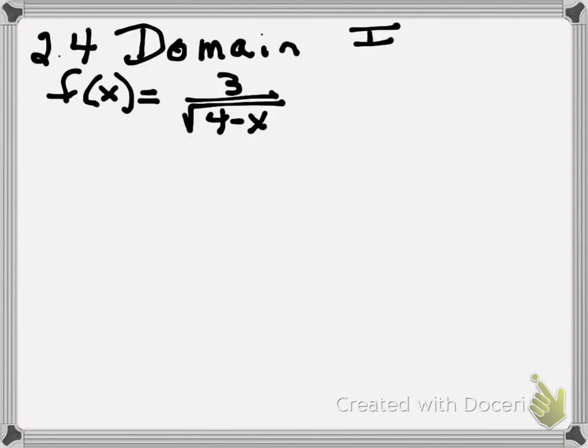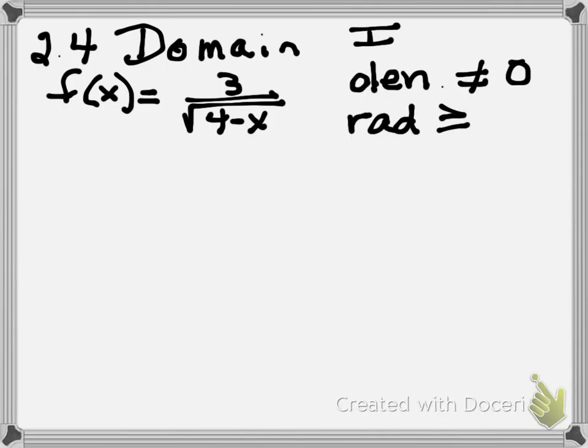Okay. So what are you looking for in a domain problem? One, you're looking so that the denominator is not equal to 0. That's one thing you're looking for. And then the number underneath the radical has to be greater than or equal to 0. So those are the two things you're looking for. So what you have in this problem is a radical, and you have it in the denominator.